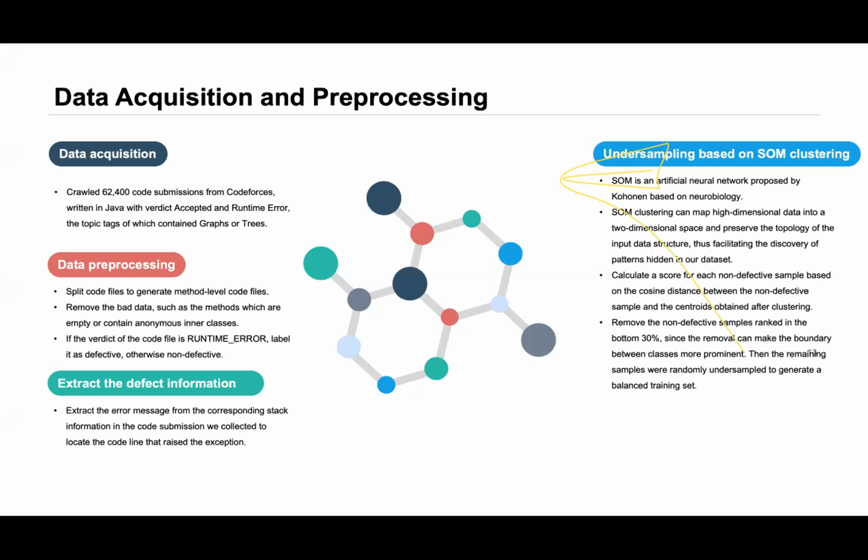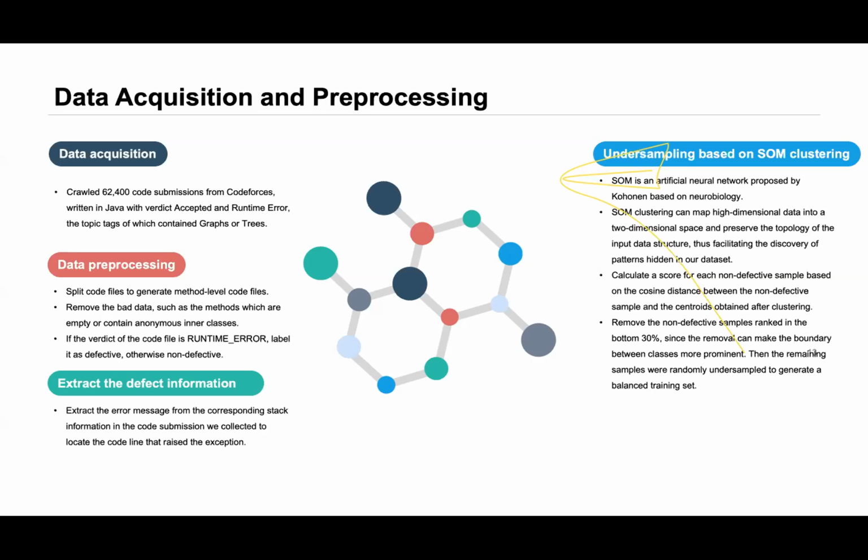After obtaining the code files, we need to generate method-level code files and clean the data. After cleaning, we got 120,000 non-defect samples with 2,400 defect samples, from which we can see that the ratio of non-defect to defect samples increases to 51:1. Given this, we employed a SOM clustering-based undersampling approach for our data.